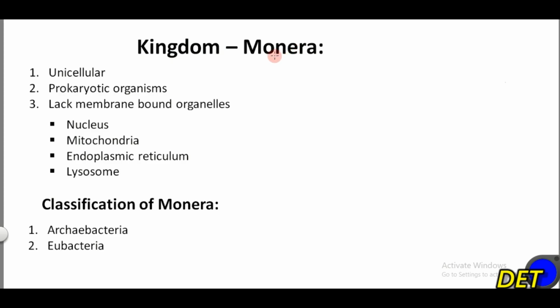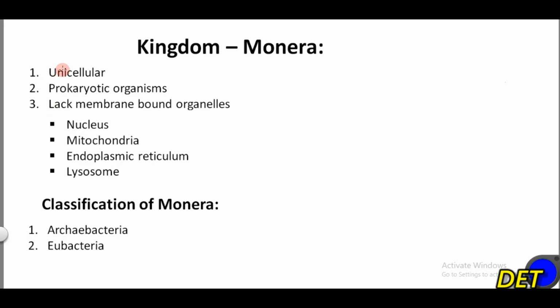So the kingdom Monera comprises unicellular prokaryotic organisms that lack membrane-bound organelles, right? And the membrane-bound organelles that they lack include the nucleus, the mitochondria, endoplasmic reticulum, and then the lysosome, right?